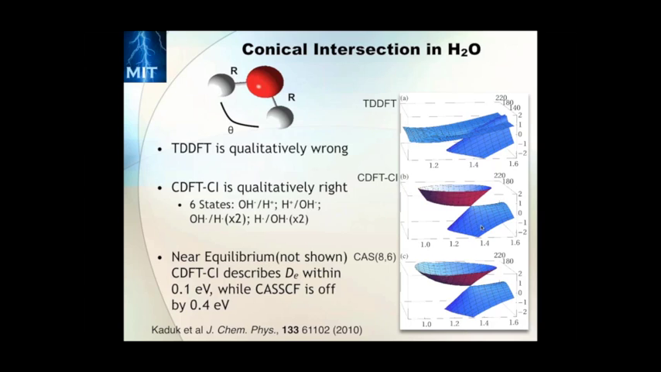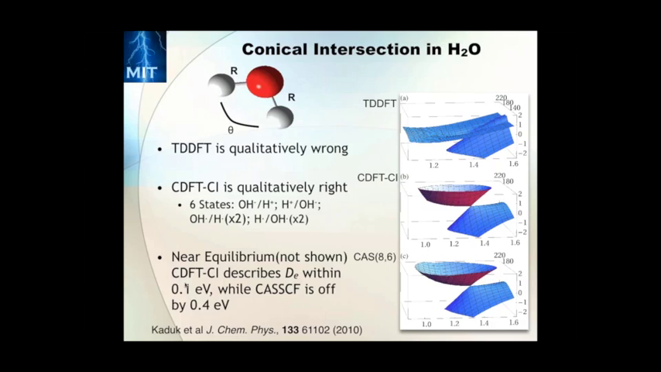The other one is that CDFT-CI, you might say, well, if CASSCF gets this right, why should I do CDFT-CI? The reason for that is that CASSCF near equilibrium is terrible. So it's off by 0.4 of an electron volt near equilibrium, whereas CDFT-CI reverts to looking a lot like B3LYP near equilibrium. So its equilibrium energy is within 0.1 of an electron volt. So that's one of the really nice things about CDFT-CI is it gives you a sort of multi-reference way of getting ground states and excited states in DFT.